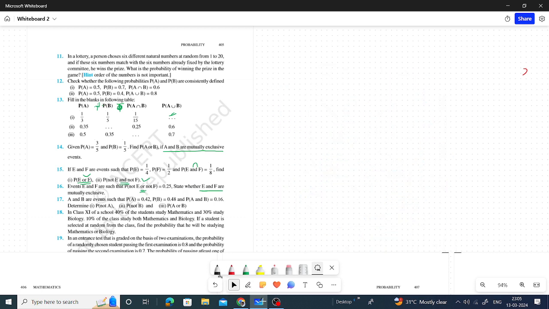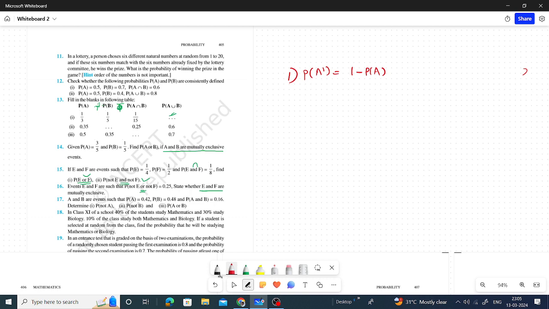Okay, now we go for question number 17. A and B are events such that probability of A is given, probability of B is given, probability of A and B is given, then determine probability of not A. See, these questions are very important. Not A means A complement, equal to 1 minus probability of A. 1 minus 0.42, that is equal to 0.58.